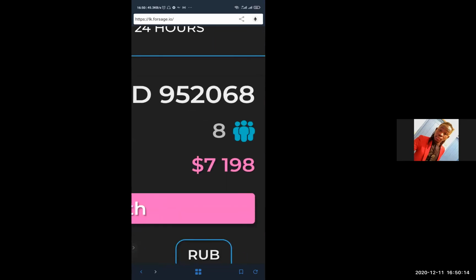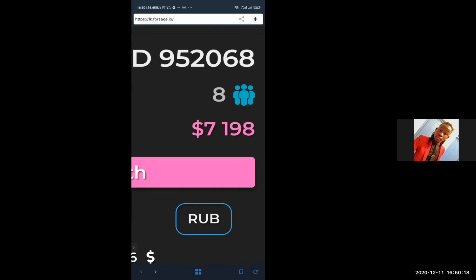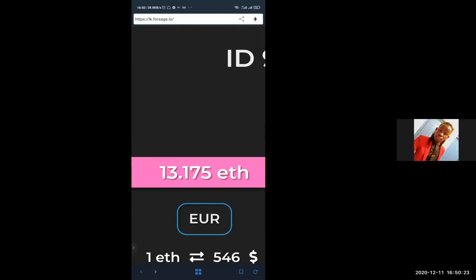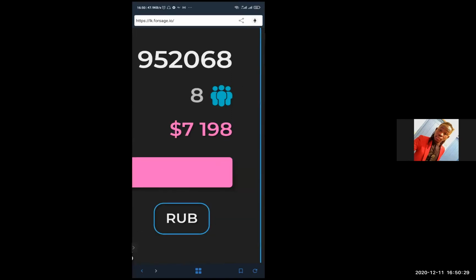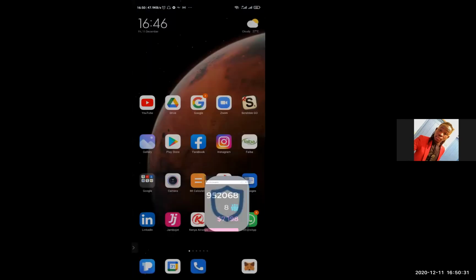Only 8 people, and I've made $7,198, which means I've accumulated 13 Ethereums since I got started. Now with this 7198, if we come to the calculator and we do 7198 times the value of the dollar right now, which is 109, that is over 700,000, all right?